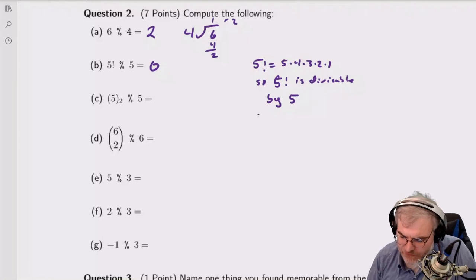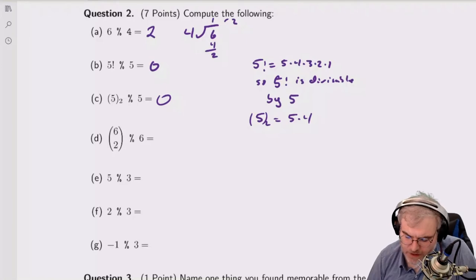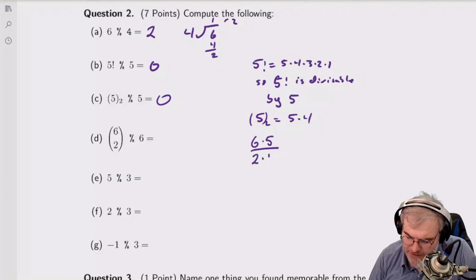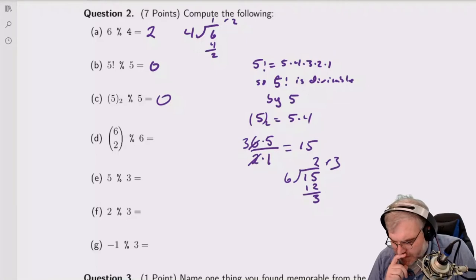The same thing here, 5 falls 2 equals 5 times 4, which is divisible by 5. That one's 0. This one's a little different. 6 choose 2 is 6 times 5 over 2 times 1, and this equals 15. So this is not divisible by 6. Okay. So when I do this, I do 6 into 15. I do a 2 there. I get a 12. I'm going to wind up with a 3. Okay.